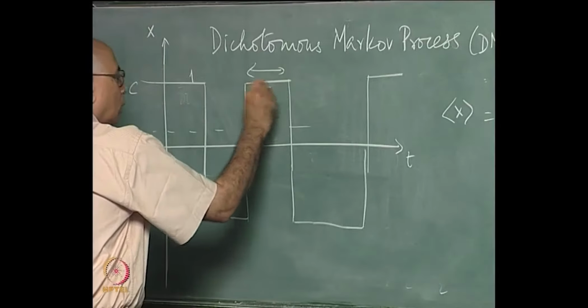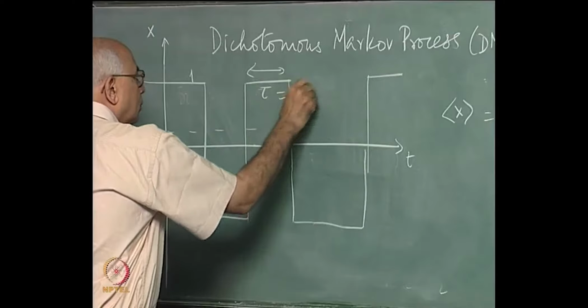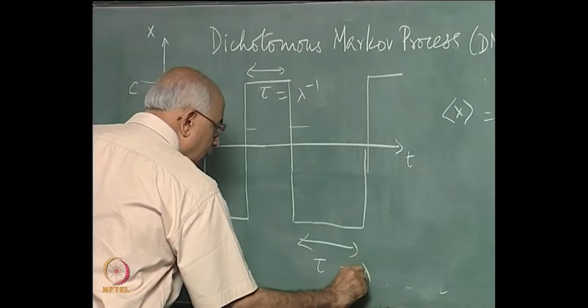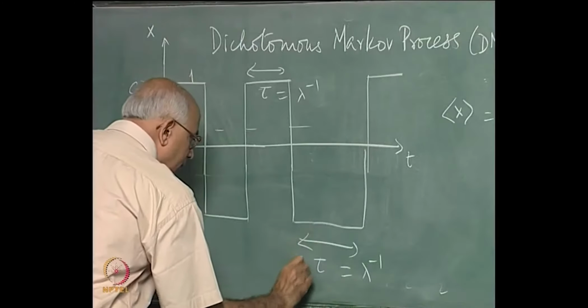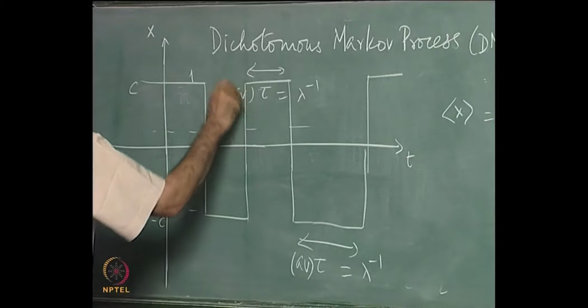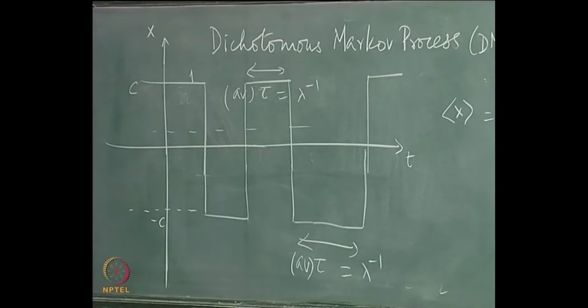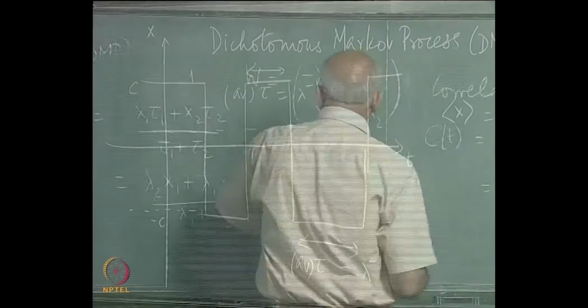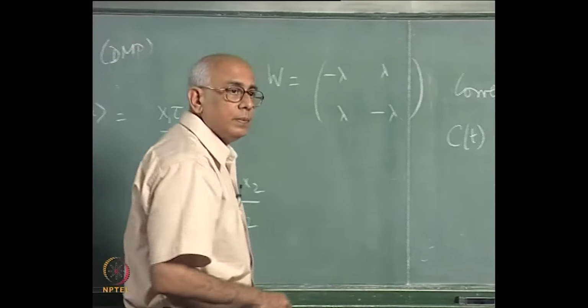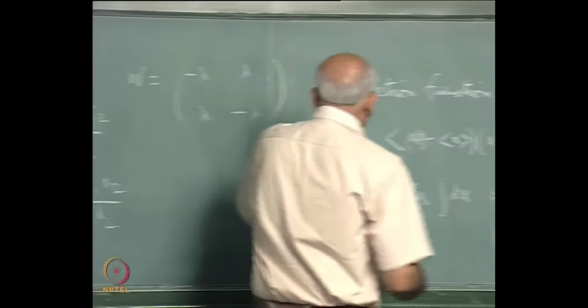So this is some tau equal to lambda inverse, and this average value is again tau equal to lambda inverse on either side. The average duration in each state is some tau, which is the reciprocal of a single common rate lambda of switching from 1 to 2 and 2 back to 1. So this just becomes this quantity here, nothing more. Then it is easy to compute.